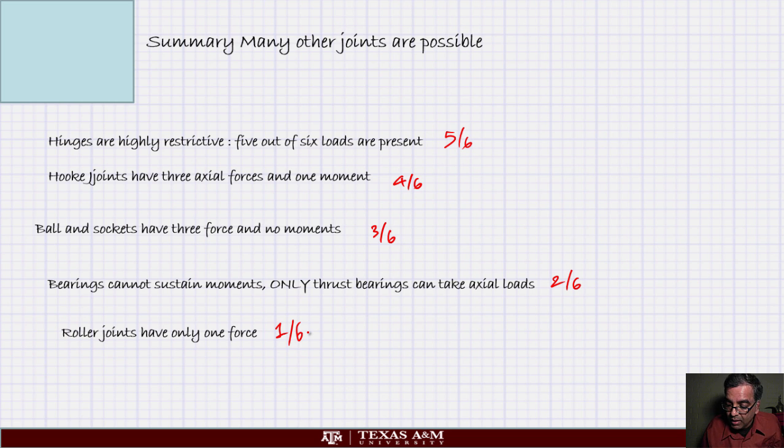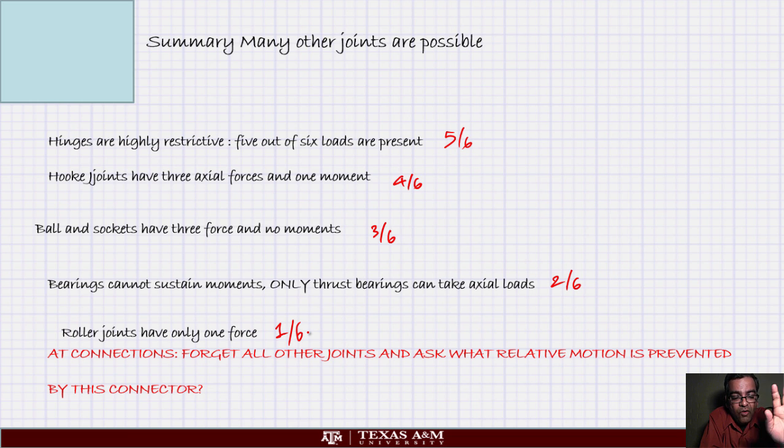That's how it works. Okay, and please remember this major idea that at connections, forget all other joints and ask what relative motion is prevented by this connector. If you have that idea, it's there. By the way, your textbook in chapter 5 lists many more joints than the ones that I have given. You should take a look at it, and you should be able to figure out any joint now. You don't have to look up a table. You should just be able to look at the joint and figure out what are the constraint forces possible. Thank you.